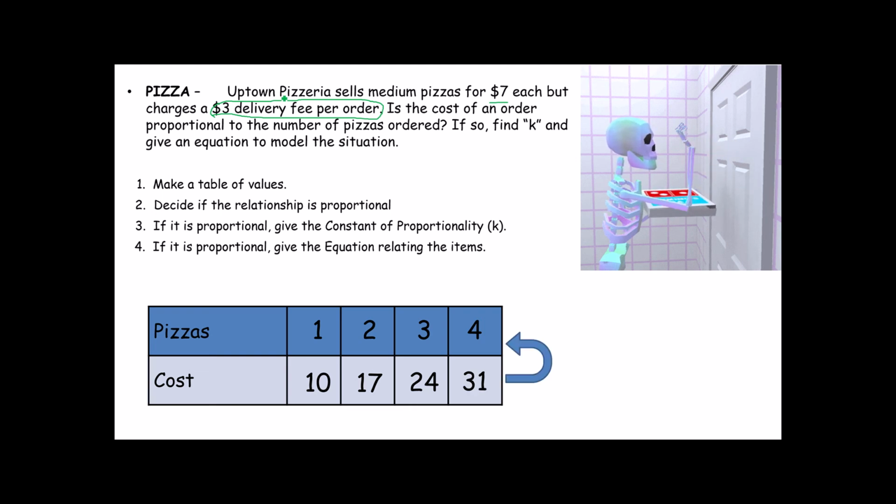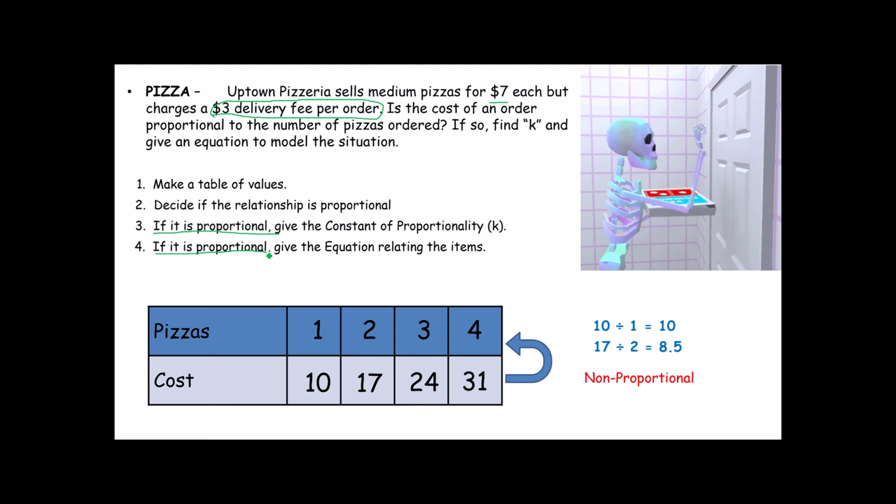The question is, is this proportional? Well, let's see. 10 divided by 1 is 10. But 17 divided by 2 is 8.5. At that point, I can already see this is non-proportional and I'm finished. Sometimes my students get stuck because they think, oh, I have to have a constant of proportionality and I have to give an equation. No, those are conditional. If it's proportional, you have to do those things. If it is non-proportional, you're done. So we love it when our homework comes out as non-proportional because it's way less effort, way less work, way less steps for us in order to get this right.